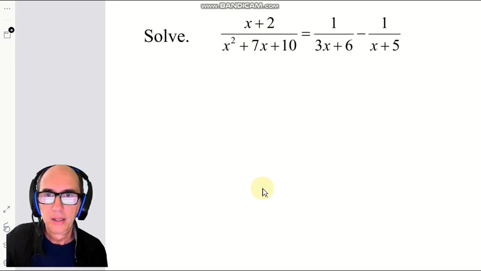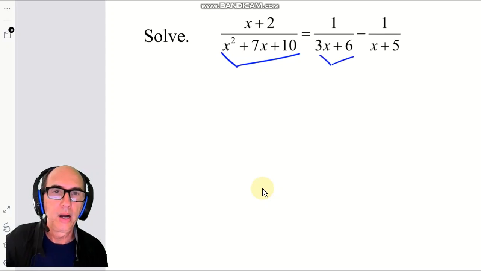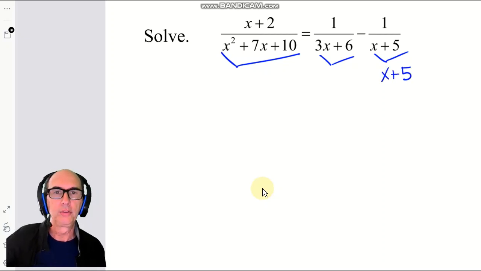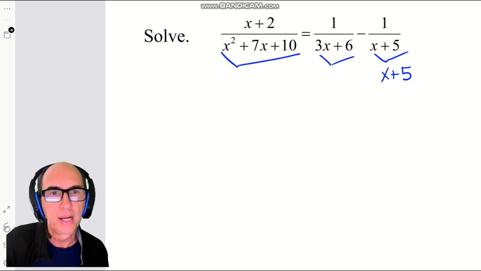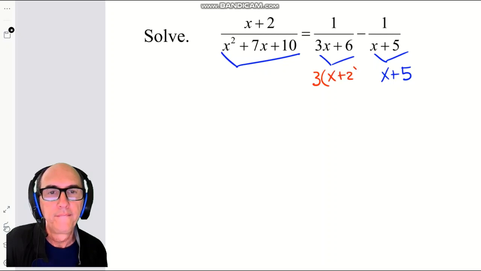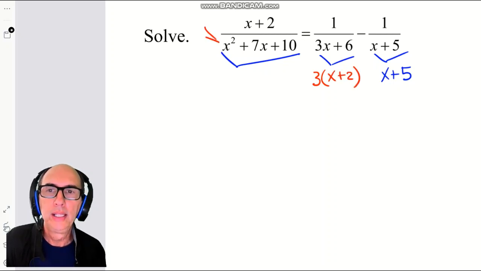Let's check. Look, we have to break down this denominator. We also can break down that denominator. The only one we cannot break down is x plus 5. It's already the simplest factor. But this one is a simple one. We can find the greatest common factor, right? So let me use a different color. 3 times x plus 2. And what about this one? X squared plus 7x plus 10.